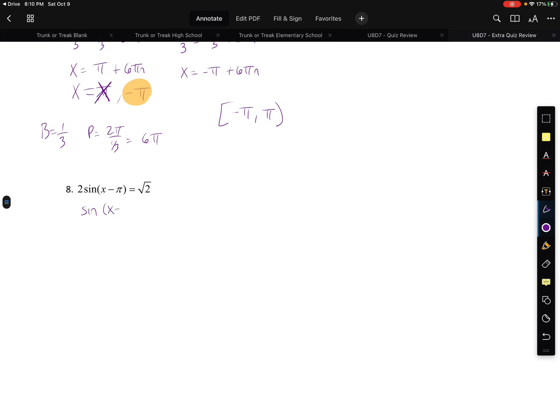All right, so we got sine of x minus pi equals root 2 over 2. All right, so ASTC. I'm in quadrant 1 and 2. So I got x minus pi equals pi over 4. X minus pi equals, well, if I'm here, I'm talking about 3 pi over 4, which is not going to work for this problem because we have it between, oh, that works. Yep, that actually works. 3 pi over 4. And I got the plus 2 pi n for both of these.